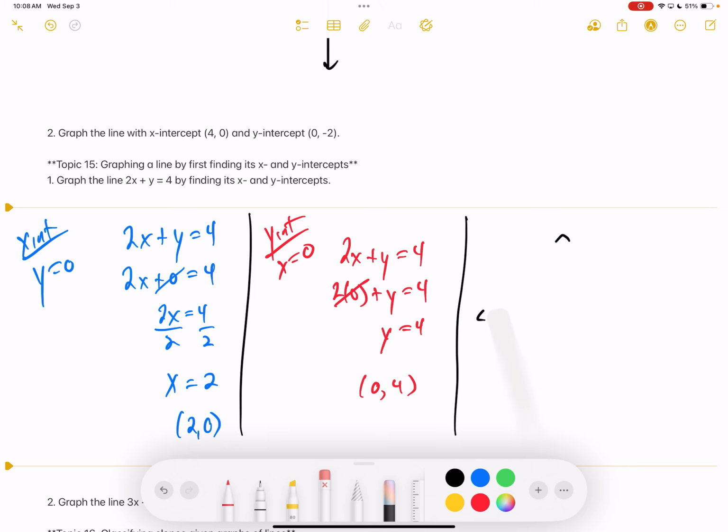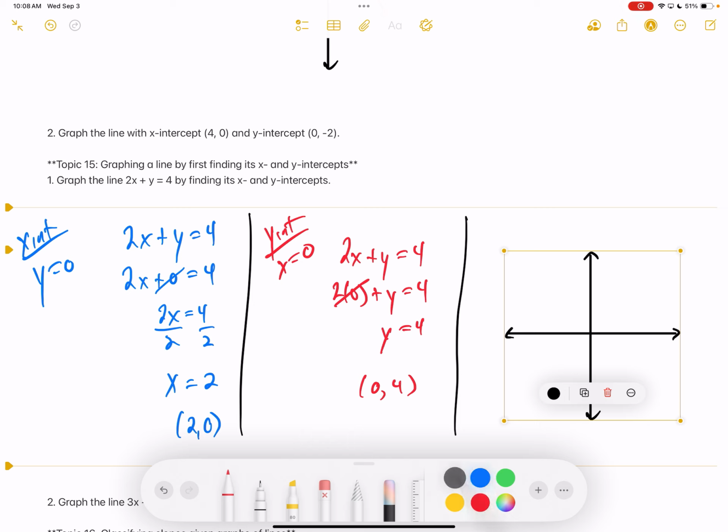Let me just erase all that. I'll start over on there. So used to finding the y-intercept, I put it on the... It starts to sound like a different language. All right, so my x-intercept is right here at 2, and my y-intercept is up here at 4. There we go.